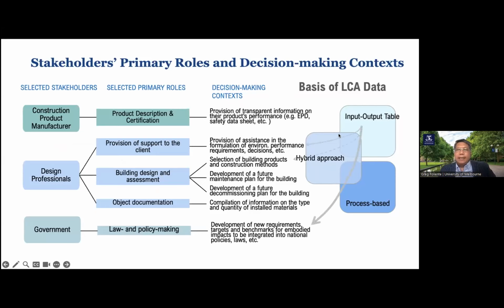Depending on what decision you need to make, you may need a certain data set to give you a big picture, whether it's input-output. Certain decisions may need a hybrid approach. And for individual products and design, for example, you may want to do a process-based approach. So the idea here really is when and how you'd be able to match what you need in terms of decisions.